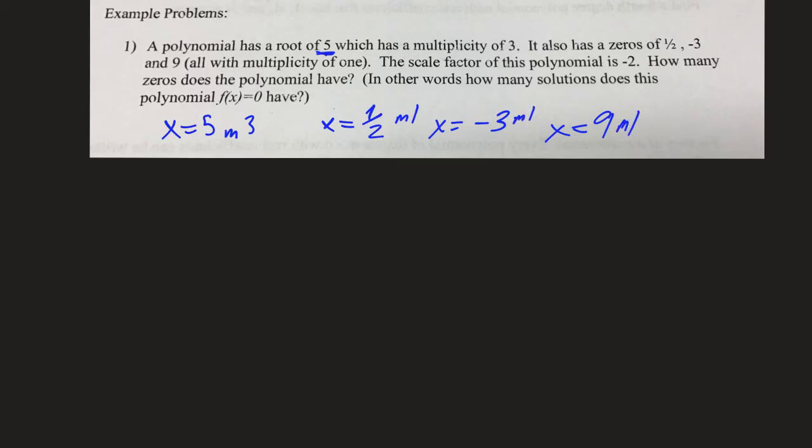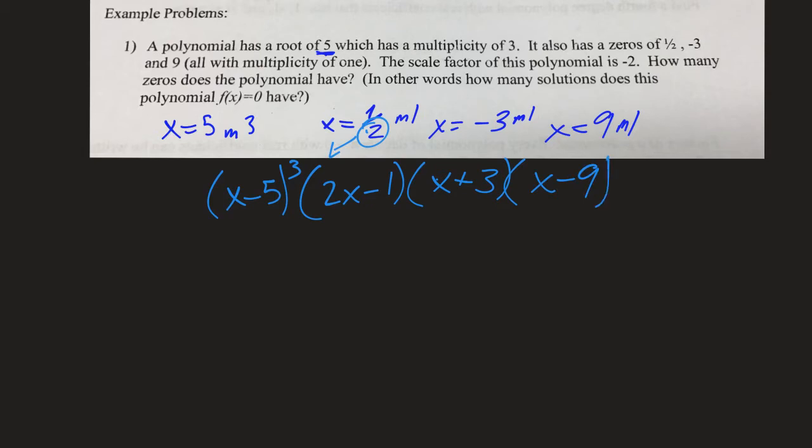So let's translate this real quick into a polynomial before we move any further. Here we go. We've got x minus 5, that's cubed because of that multiplicity of 3. The next one, 2x minus 1. Remember that the 2 that was here came out in front. We've got x plus 3 and x minus 9. And then they mention it has a scale factor of -2, so let's throw our -2 in front. Here's my polynomial.